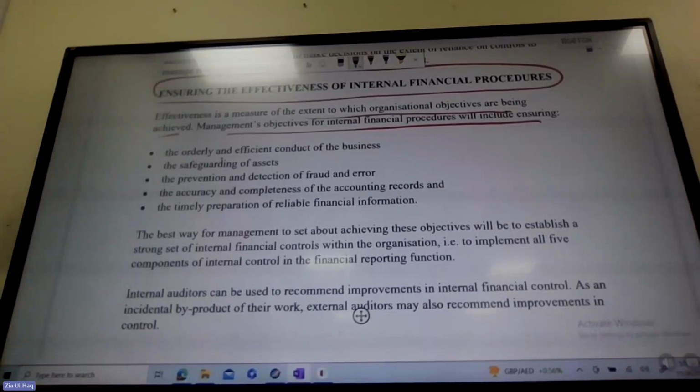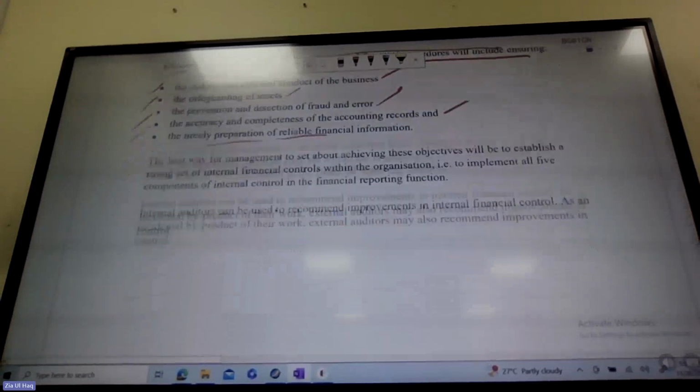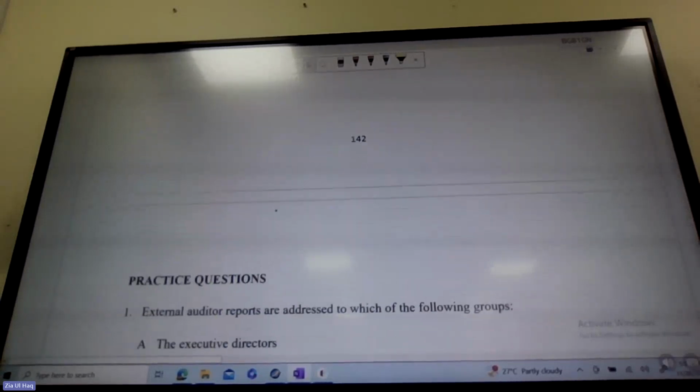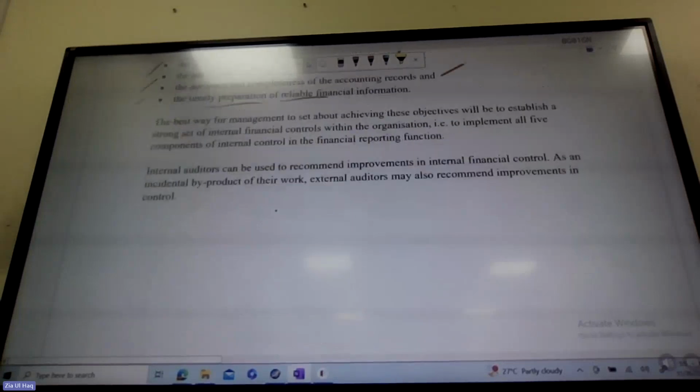Again, he has explained the purpose of the internal control system. Through this, we can perform business operations effectively and efficiently. We can safeguard assets. We can prevent fraud and errors. We can ensure accounts are complete and accurate, and we can produce reliable and timely financial statements. The same things are repeated here again, the purpose of the internal control system. And now this chapter has ended.